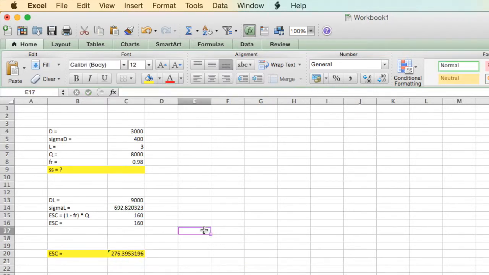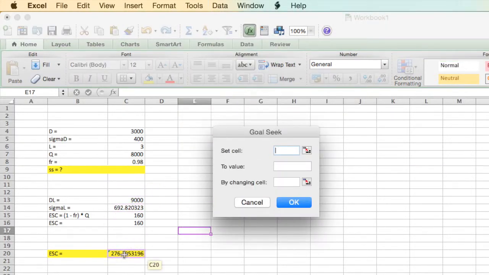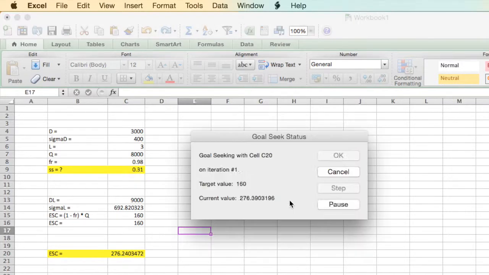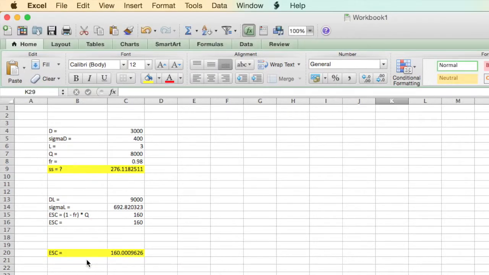This gives us a value that is not 160, so by going to Tools, Goal Seek, we can ask Excel to give us an SS value that can make the ESC 160. And this gives us an SS of 276. This in order to fulfill a 98% fill rate and an ESC of 160. With the safety stock, we can calculate the reorder point, which is safety stock plus DL.